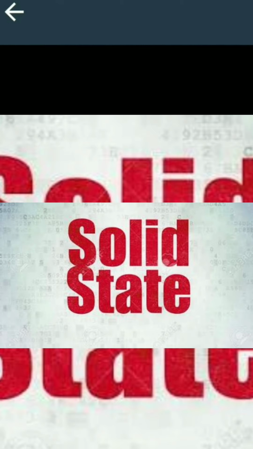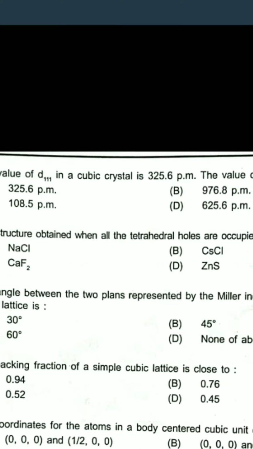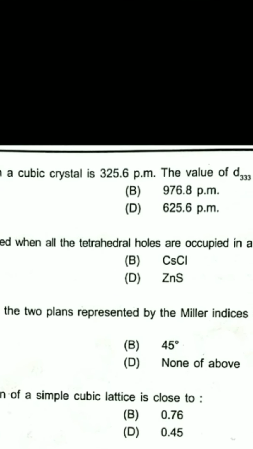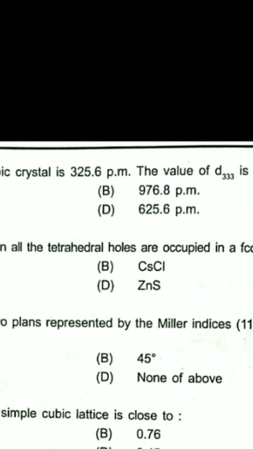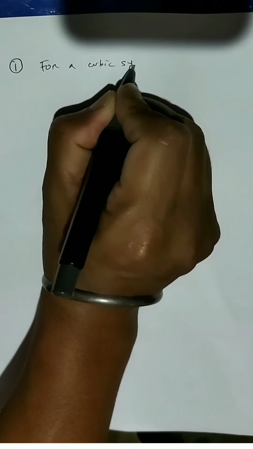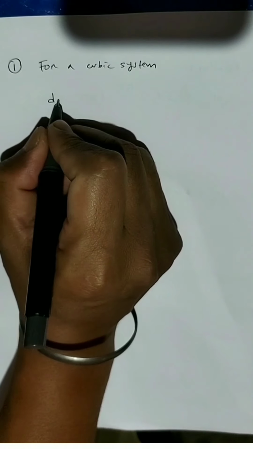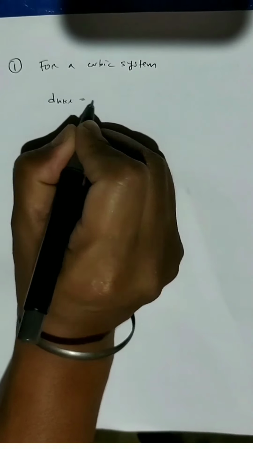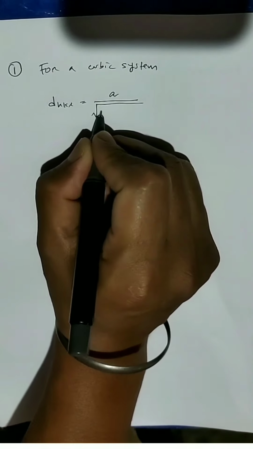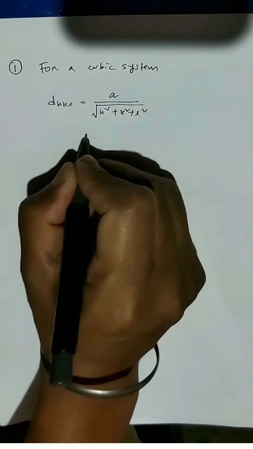Let us discuss top 10 questions from solid state. The number one is: the value of d111 in a cubic crystal is 325.6 picometer. The value of d333 is, for a cubic system, d_hkl would be a upon root over h square plus k square plus l square.